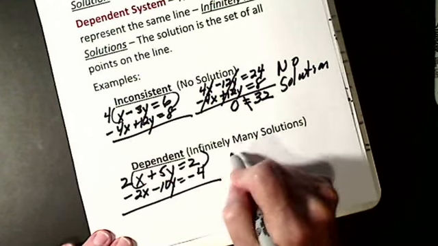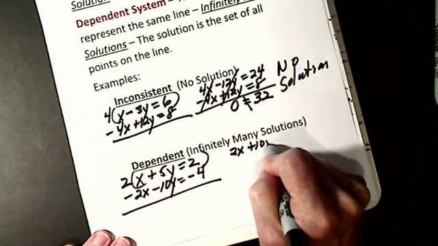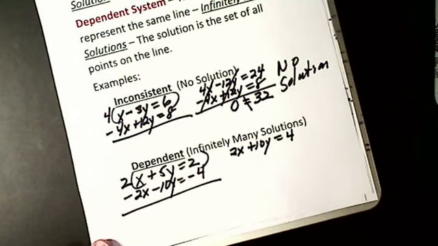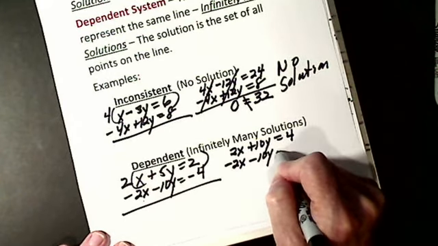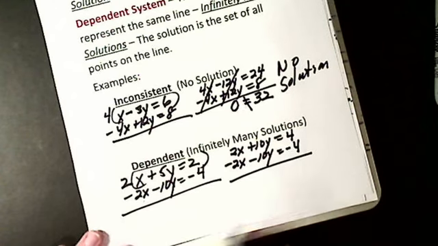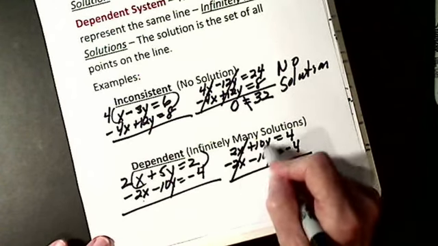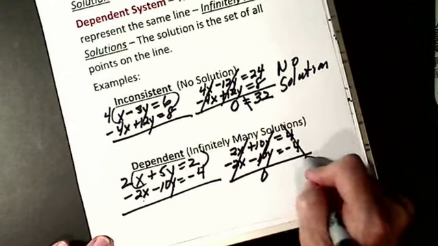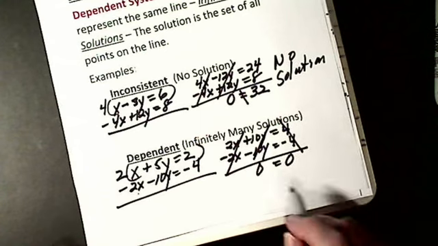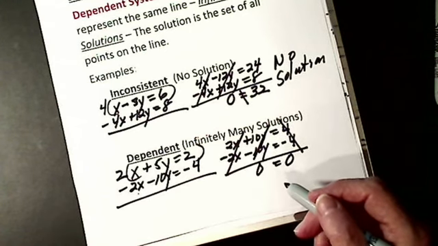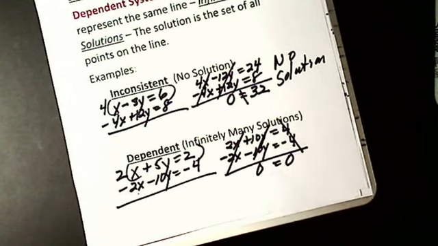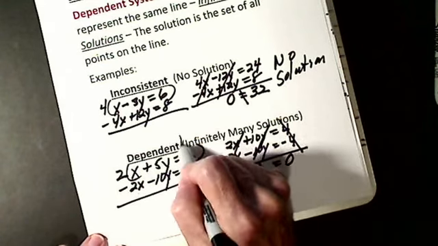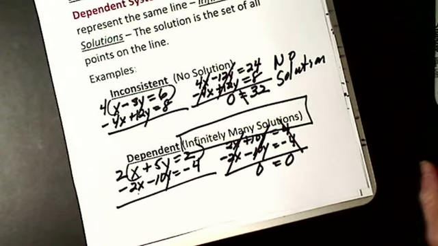So here we go. I get 2x plus 10y equals 4. This one, I have minus 2x minus 10y equals negative 4. So if you notice, this goes to 0, this goes to 0, and that goes to 0. So that means 0 equals 0. So that means it's the identical line. If I graph this and I graph this, one will be exactly on top of the other. If that's the case, it's called a dependent system, and I have infinitely many solutions.